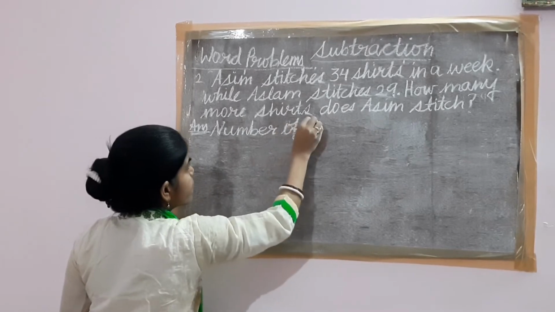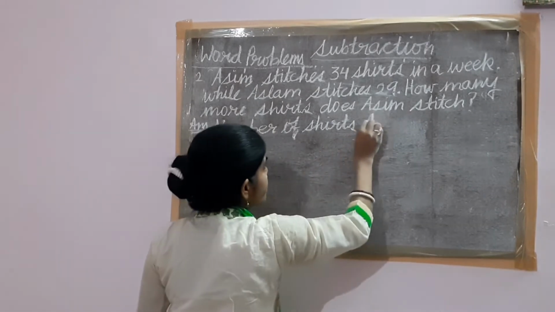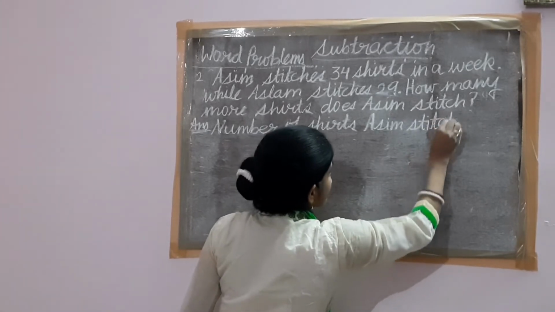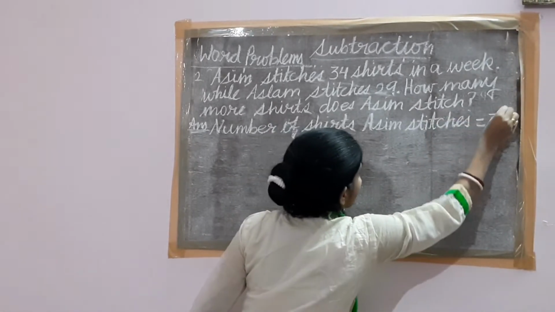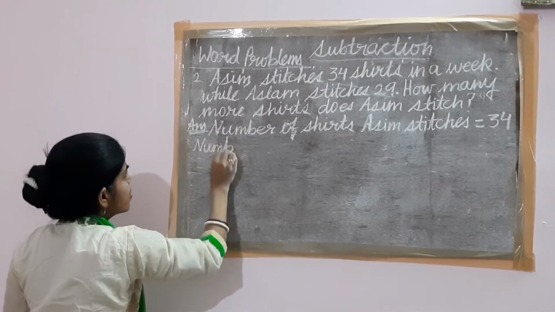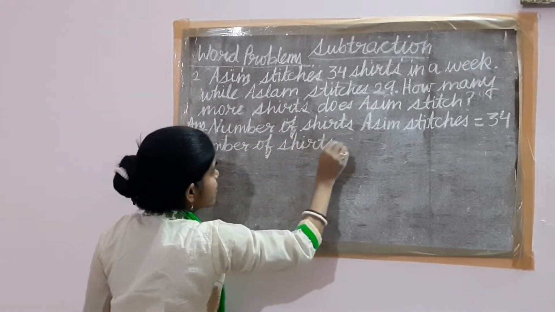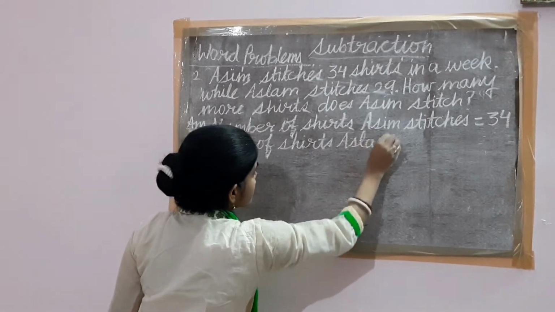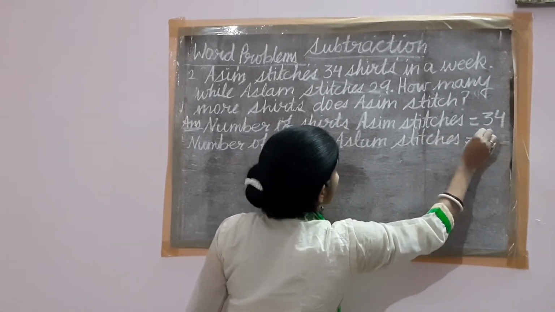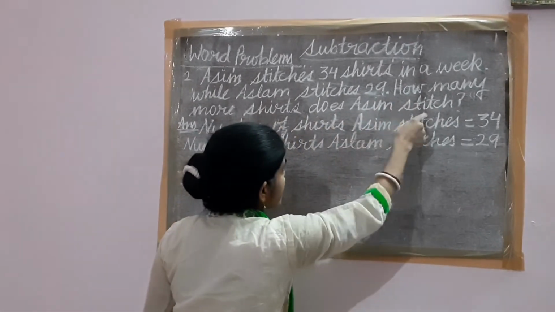Number of shirts. First, this boy Asim stitches how many? 34. Then next, number of shirts Aslam stitches. How many? 29. Then how many more shirts does Asim stitch?